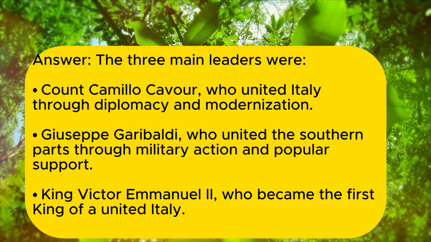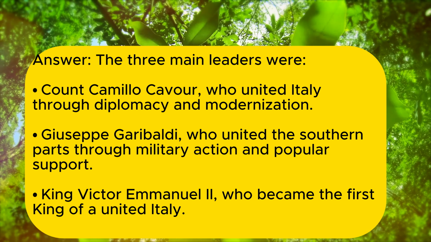3. How did Camillo Cavour use France to help Italy in its struggle against Austria? Answer. Cavour made a secret agreement with Napoleon III of France in 1858 at Plombières. France promised to help Piedmont if Austria attacked. In return, Piedmont agreed to give Nice and Savoy to France after the victory.